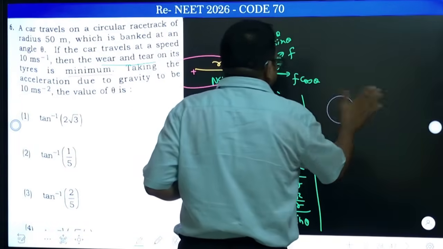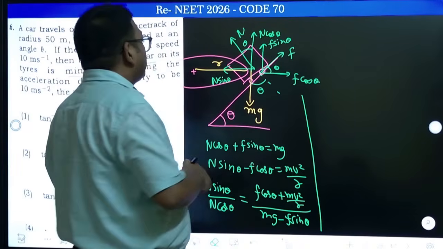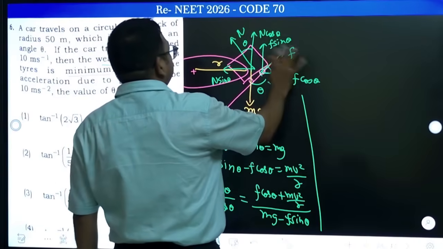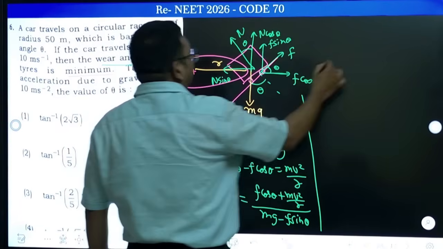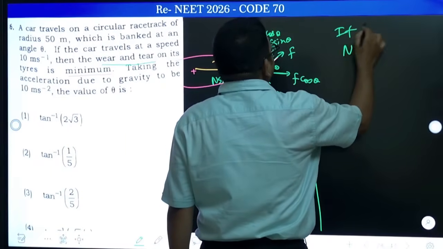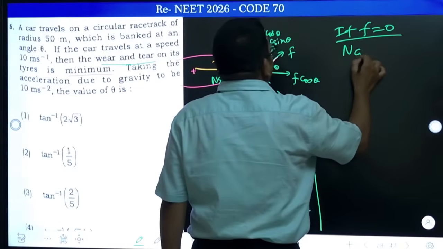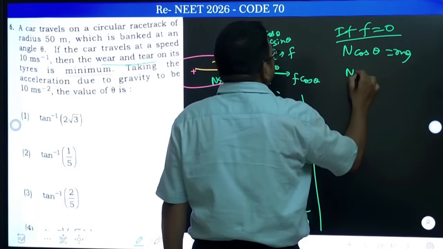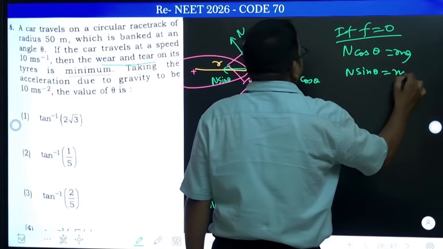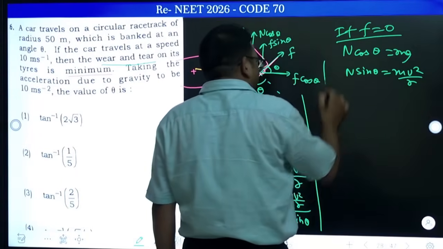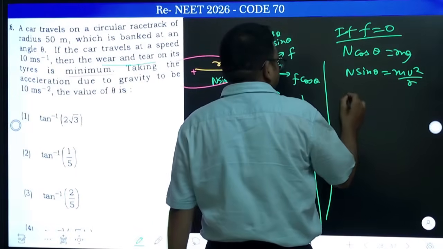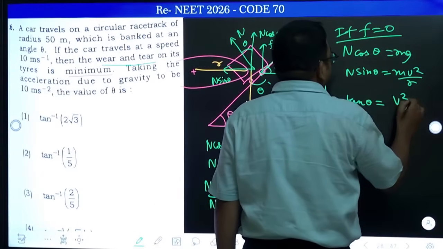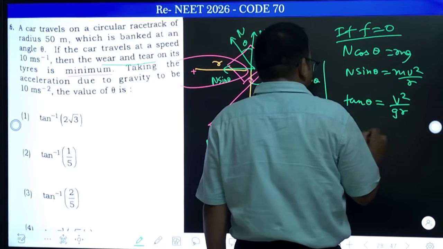Suppose friction is not acting, then we can directly take here, right? If friction is 0, then normal cos theta is mg, and normal sin theta is mv square by r. Then I think that is what they are telling, tan theta. Now from here you calculate tan theta, so v square by gr. I think this is what they are asking.